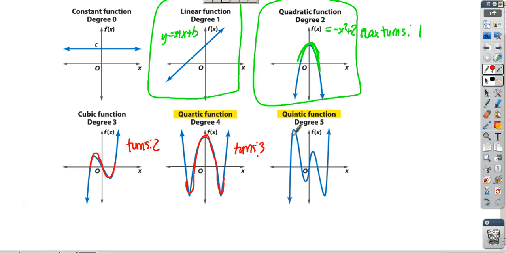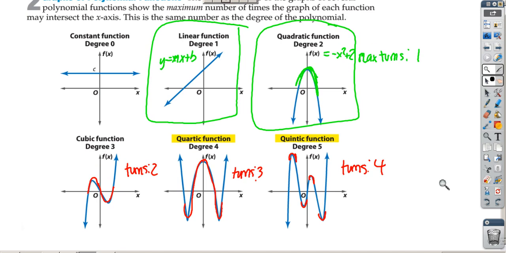And this last one has 1 turn there, second turn there, third there, and a 4th there. So it's being raised to the 5th power. It has 4 turns. So what this means is that whatever degree, whatever power the function is raised to, it can turn 1 less than that amount of times. Being raised to the 2nd power, it could turn a maximum of 1 time. Being raised to the 3rd power, it could turn a maximum of 2 times. 4th power could turn at most 3 times. 5th power could turn at most 4 times.